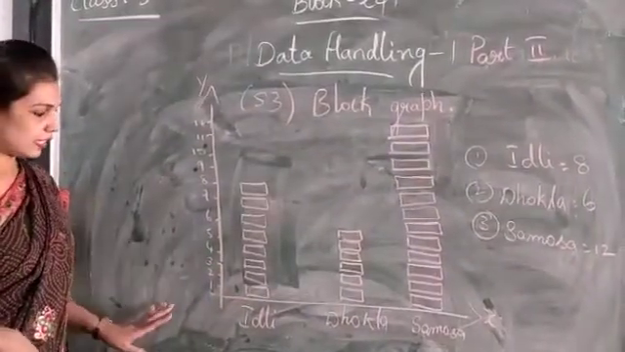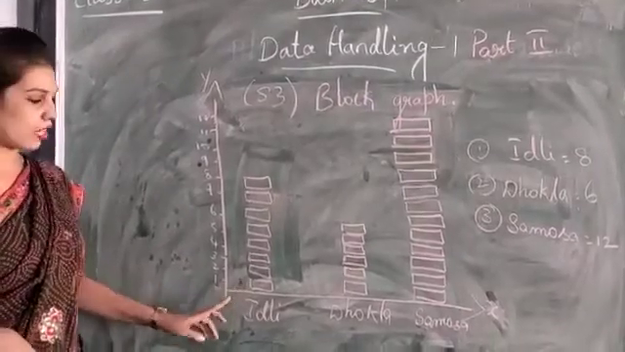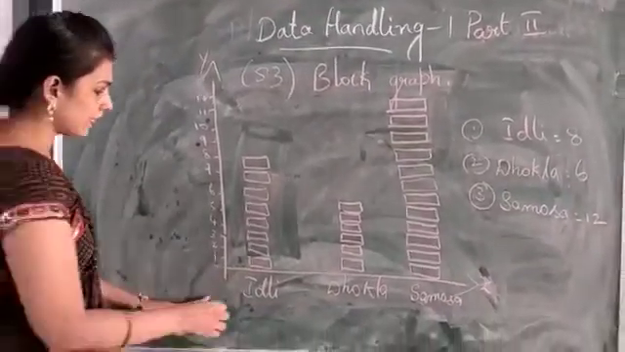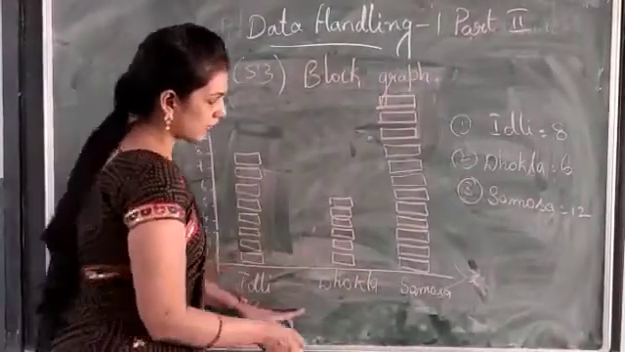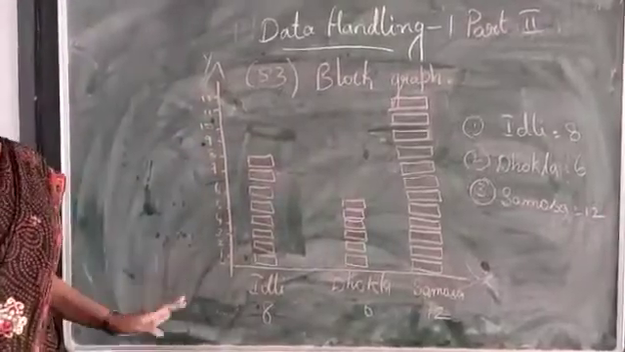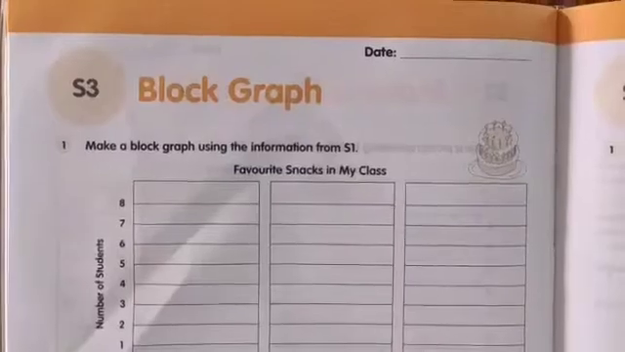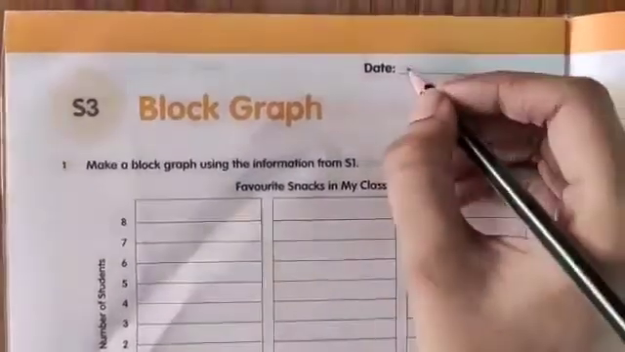So children, this is a block graph. You have to draw the blocks, children, according to the number. So here it is 8 and here it is 6 and here it is 12. So children, now all of you open your maths workbooks. Children, open page number 42. Write today's date.